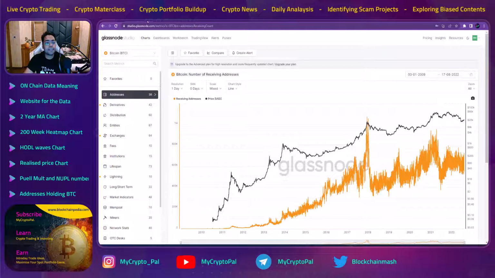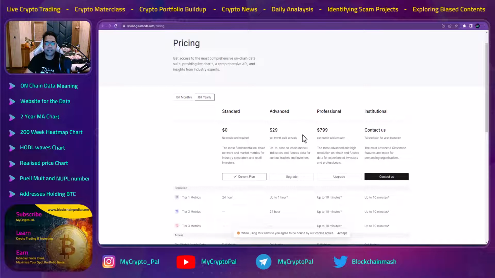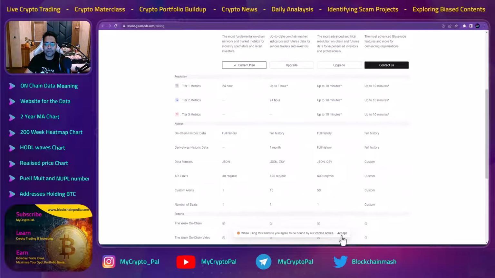But if you're a beginner investor and not a whale with 1000 BTC, then this is not required for you, because the pricing structure is quite extravagant. You can see $30 per month paid annually, and in the Advanced plan you don't get so many options. Professional is very good, but you can see it is $800 per month, so annually it comes to roughly $10,000 or $9,000, which is quite a huge amount to pay.